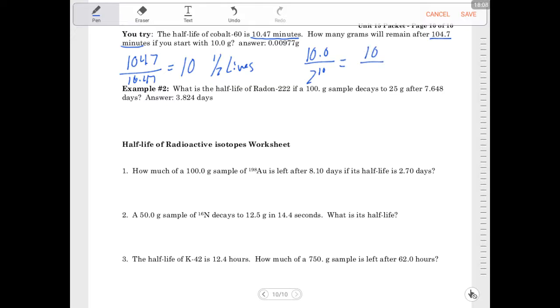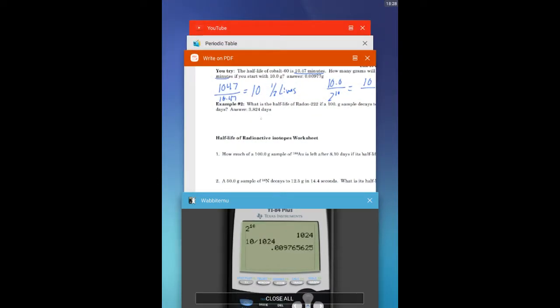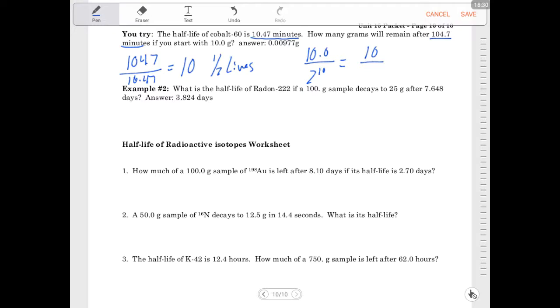All right, let me go to my calculator really quickly. So it's going to be 2 raised to the 10th. That's 1,024. So if we take 10 divided by 1,024, we should get the answer that we see, 0.00977 grams. Exactly like that.